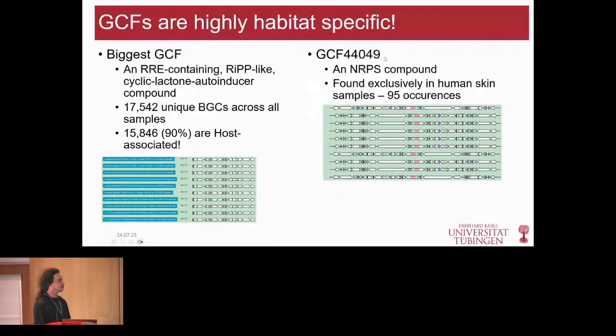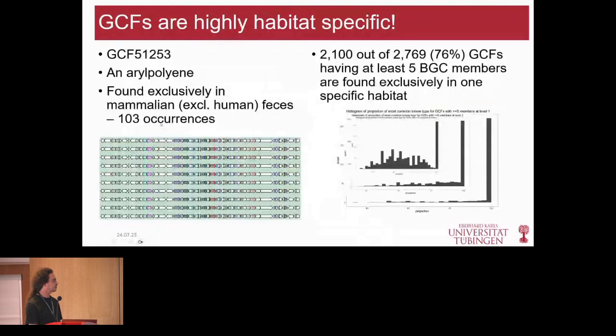One example is a PKS compound that has 95 gene clusters in all the samples that we've collected, and all of these are found exclusively in human samples, and not even anywhere else in the human body. Another example is an arylpolyene, which has 103 occurrences in our collection at the moment and is found exclusively in mammalian feces samples, and not in human feces samples.